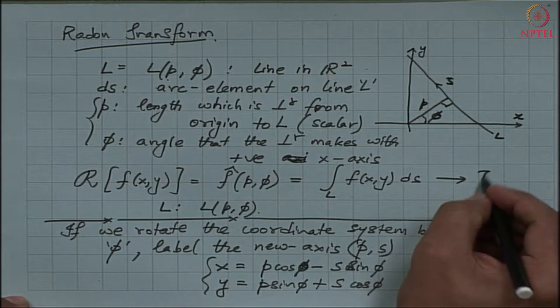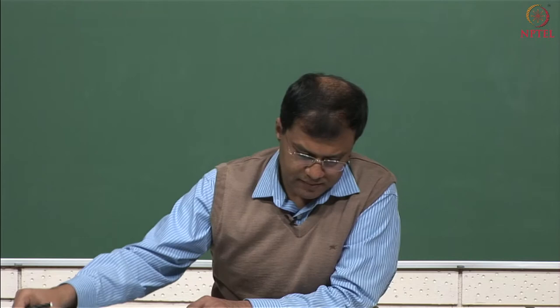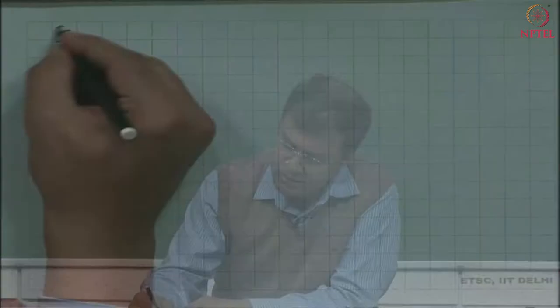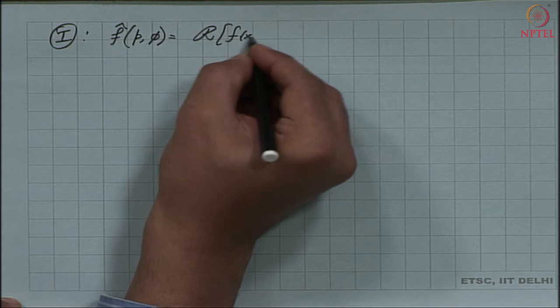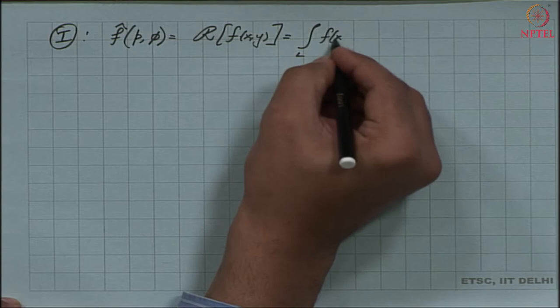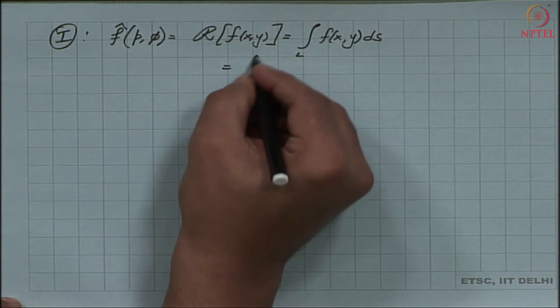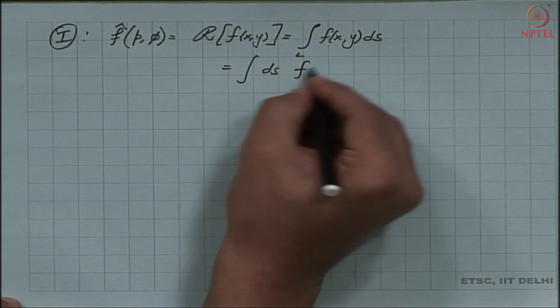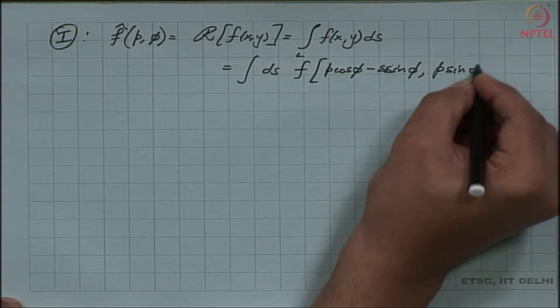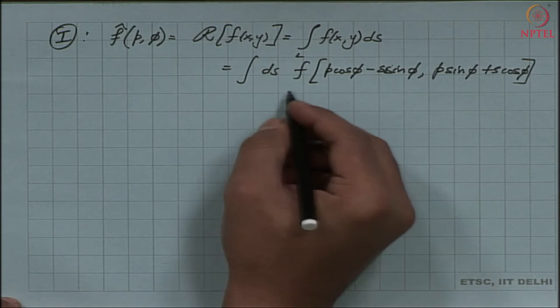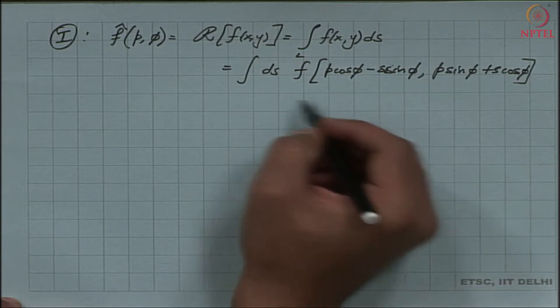Okay, so moving ahead, let me call this my definition 1. So I am going to rewrite 1. So my 1 is as follows. I have the Radon transform of f of x comma y. So this is also equal to the Radon transform, which is a projection over the line, and this is nothing but the integration with respect to s of the function f of p cos phi minus s sin phi comma p sin phi plus s cos phi. Okay. So this is my new Radon transform in terms of the variables p, s and phi, and the integration element is ds.